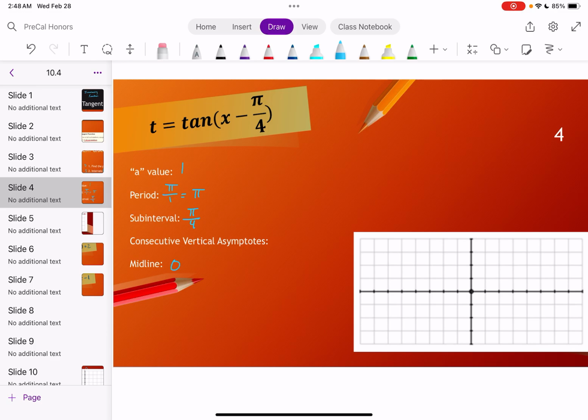Now, as we figure out our consecutive vertical asymptotes, we're going to go ahead and set the inside of that parentheses, which is x minus pi over 4, equal to negative pi over 2. And we're going to do the same thing for the positive version.